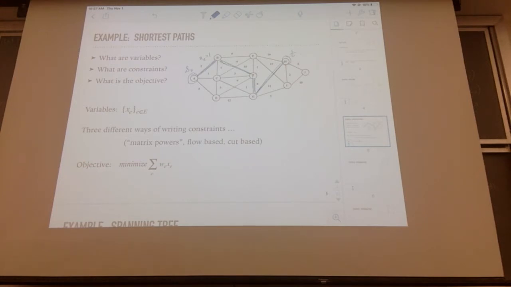So this is what we saw last time, and there were 3 different suggestions for this. One was a very interesting one, which was based on the matrix power. So this resulted in polynomial constraints, which are often hard to optimize, but it's still a very valid formulation.